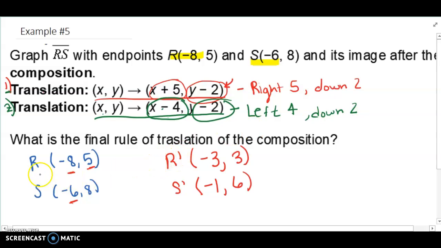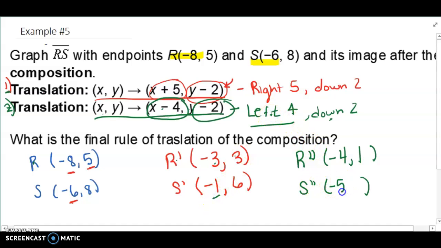Okay, so now I have my R prime. Guys, I'm going to get my R double prime and my S double prime. Okay, so if I'm moving left 4 from -3, it would be -4. If I'm moving down 2 from 3, it'd be 1. And if I'm moving left 4 from -1, it'd be -5. And down 2 from 6 is +4.